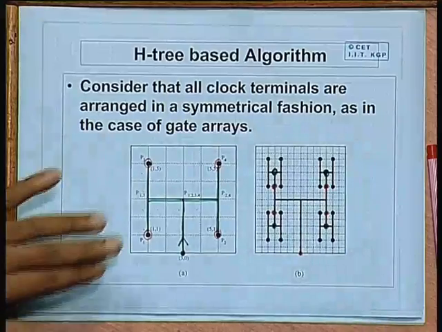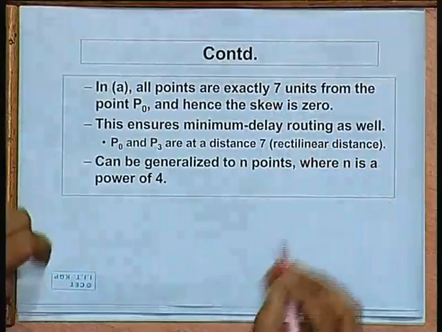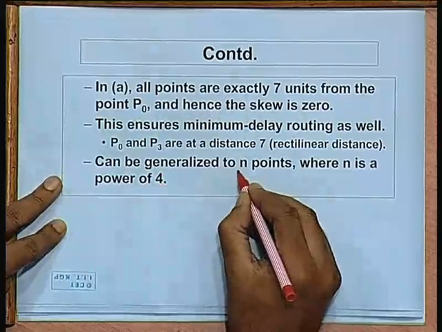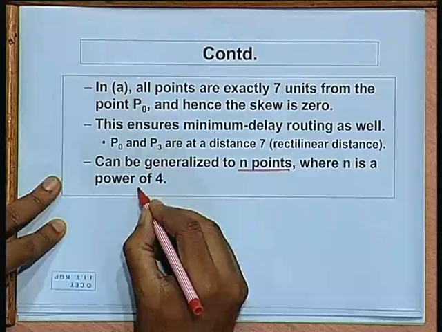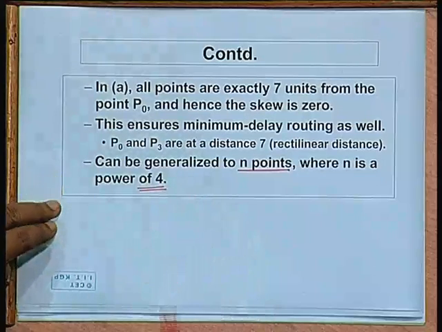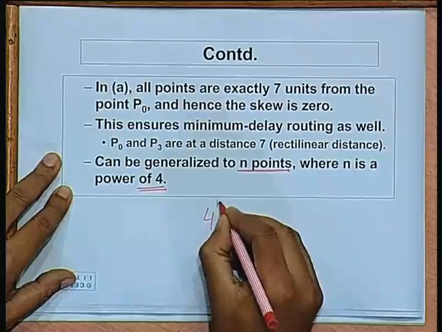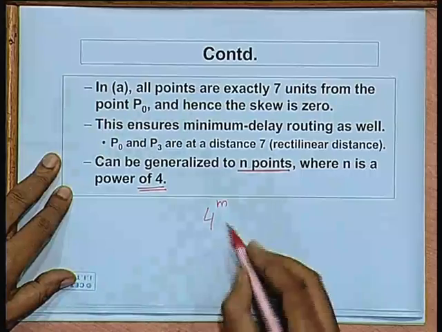So in this mechanism, the distance is the same. This can be generalized to have n points where you can have the clock, where n is some power of 4, because at every step from each point you are generating 4 new points. So it will be some power of 4. Here m is the number of iterations you are going through. Depending on the number of iterations, the number of clock points will be 4 to the power m.